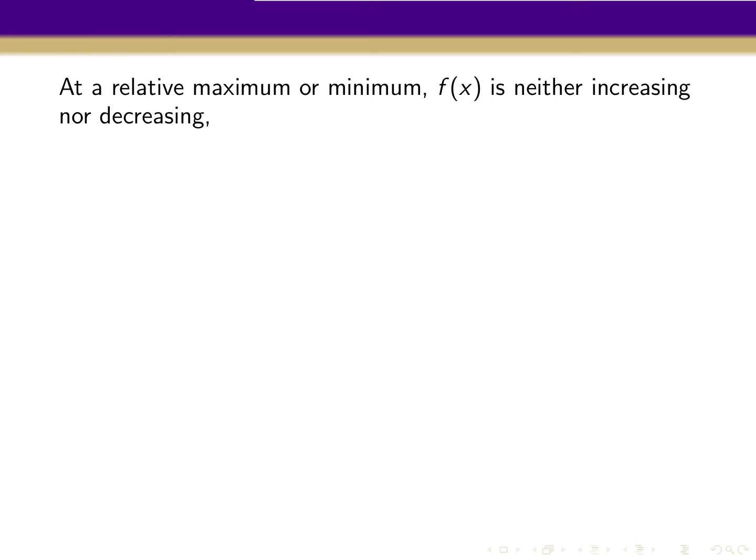Because let's suppose that we're at a relative max, and f(x) was increasing there. Well, then that means that if you went a little bit to the right of x, the function values would be higher, and that can't happen. Same thing, it can't be decreasing there, because if it's decreasing, we could go to the left a little bit and we would get function values that were bigger than before. So f(x) can't be either increasing or decreasing there.